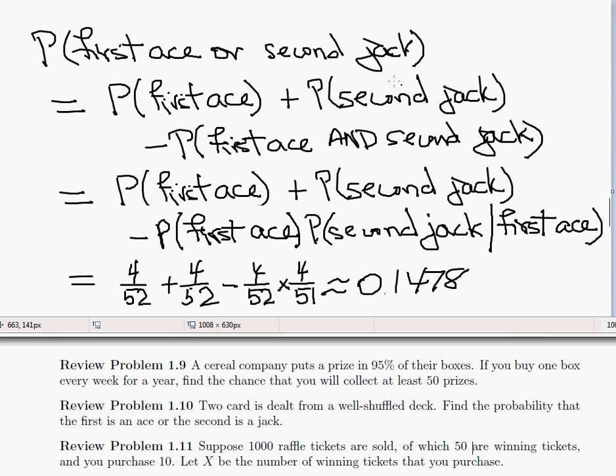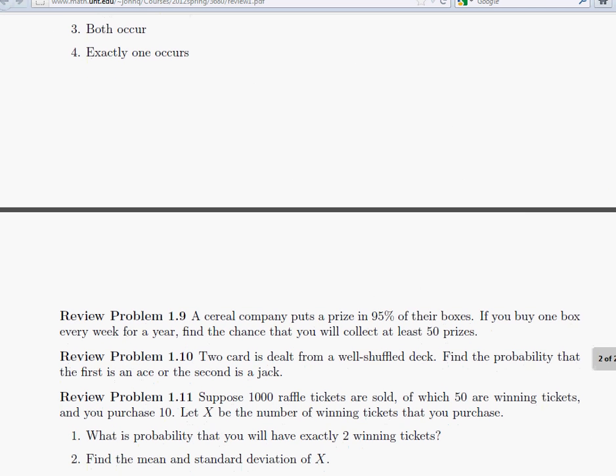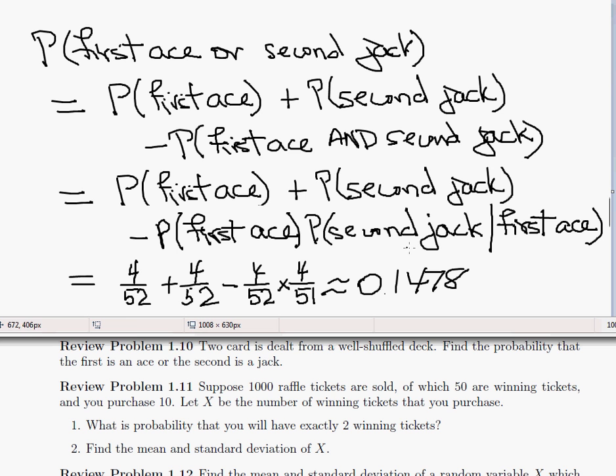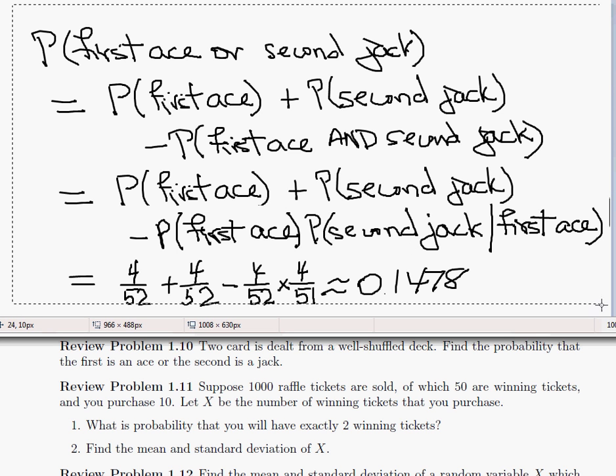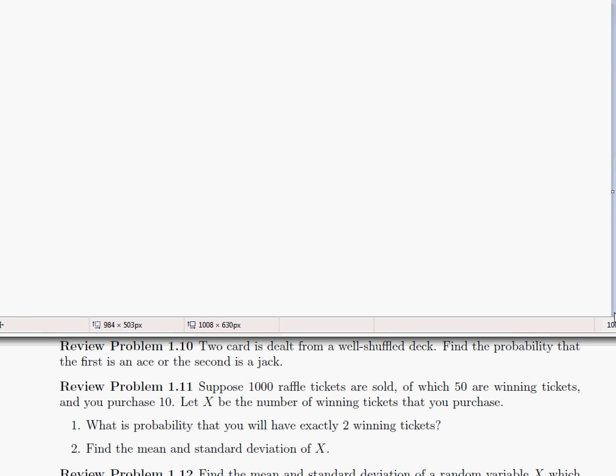The last problem I would like to talk about now is problem number 11. Suppose 1,000 raffle tickets are sold, and 50 of these are winning tickets. So you have a good chance of winning. There's 50 ways to win in this game, and you purchase 10 of them. Let X be the number of winning tickets that are purchased. What is the chance that you get 2 winning tickets?